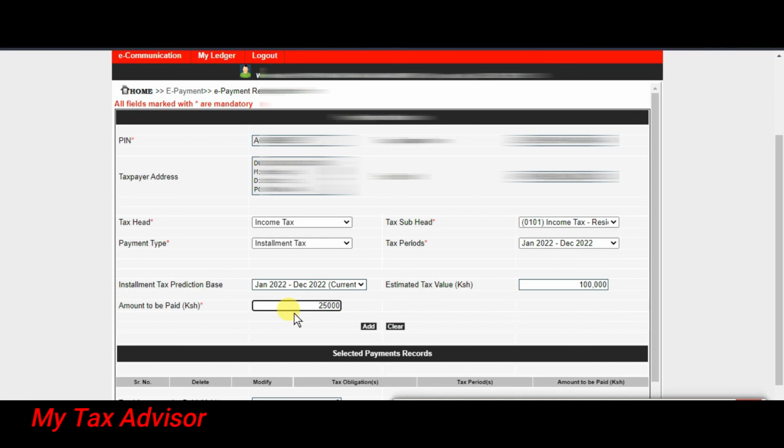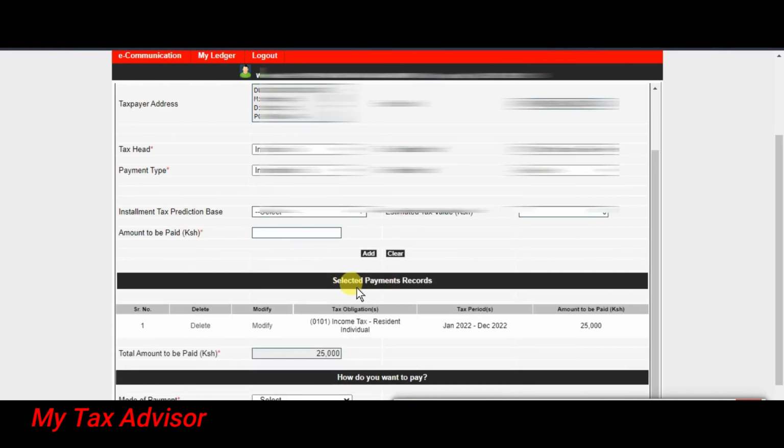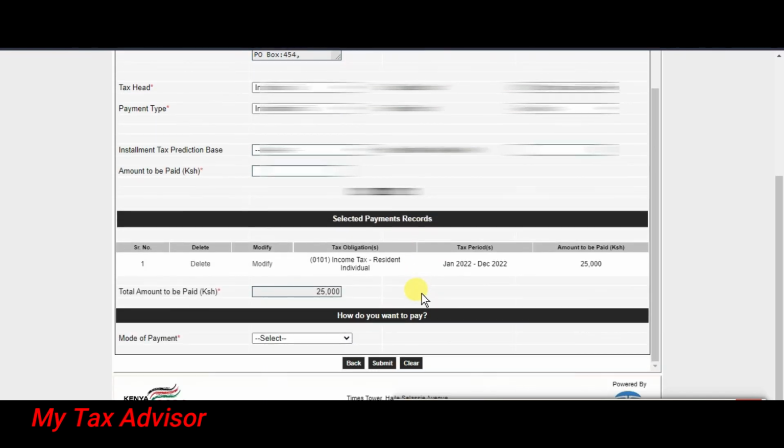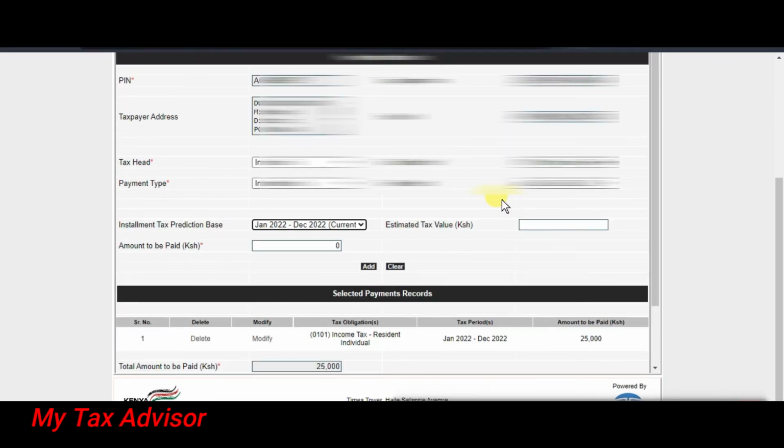All right, and then after that you add it, and then it comes to the selected payment records, which is this one here, and then you can select how you want to pay it. Other payments, so that you can pay via M-Pesa and so forth. Then you can submit it here. All right, we are done with the first one.